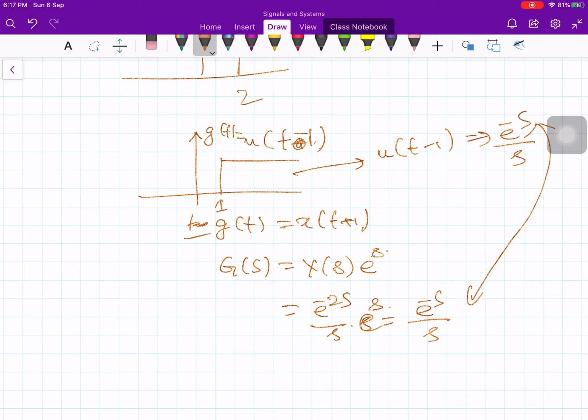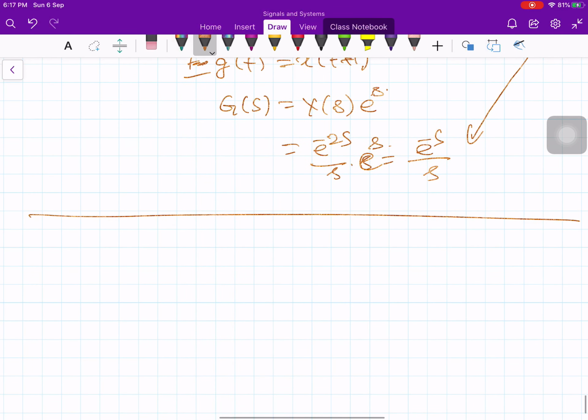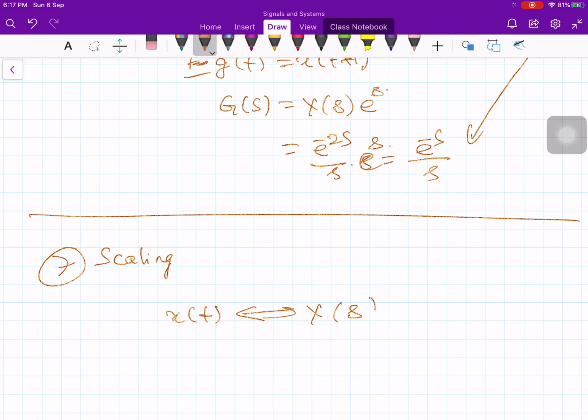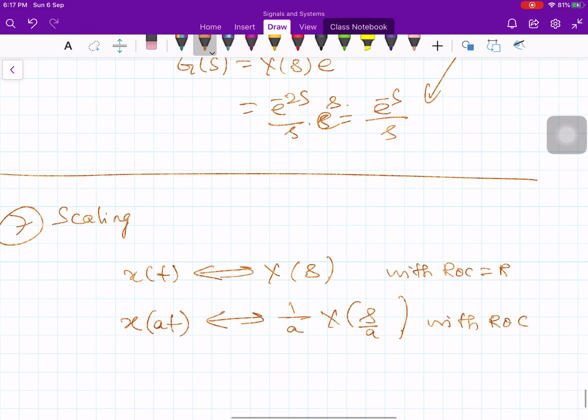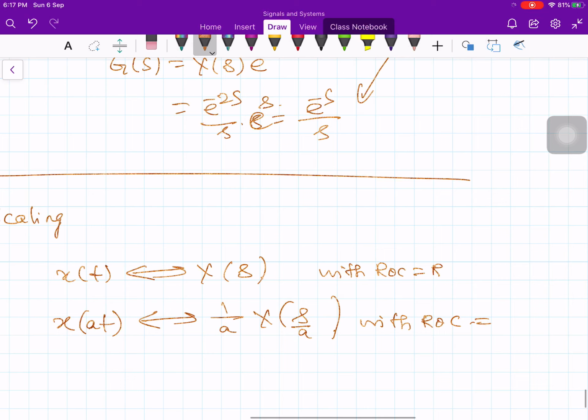The next property is the scaling operation. I think this is the 7th property. What we mean by this is, if x of t has Laplace transform x of s, then this scaled version x of a t has Laplace transform 1 over a times x of s by a. Here, with ROC equal to R, here the ROC is equal to a times R. So the ROC is multiplied by a.